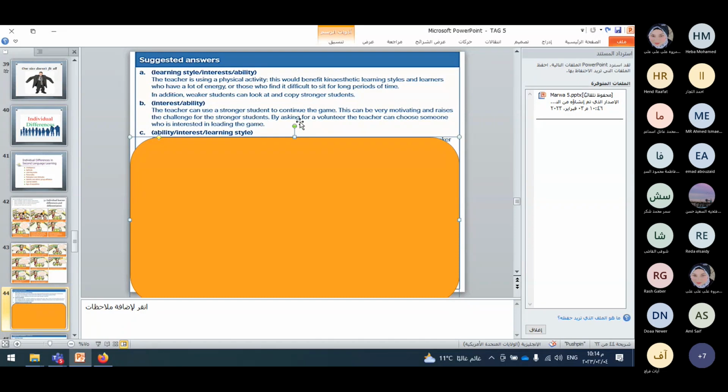By asking for a volunteer, the teacher can choose someone who is interested in leading the game. So some people love leadership. This is a preference or an interest. So this is how it goes, guys. Okay, I invite you to study this activity very well.